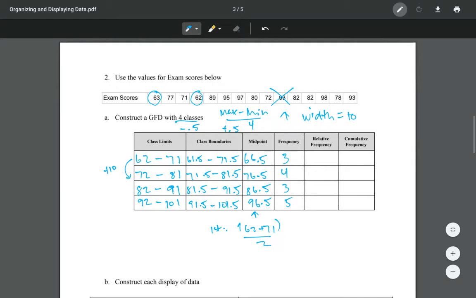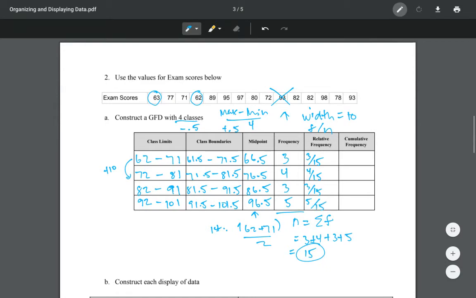Now I'm going to do my relative frequency. To get my relative frequency, I need my total. My total is N, and it is the sum of, that capital sigma means sum, the sum of my frequencies. So that's going to be 3 plus 4 plus 3 plus 5. If I add those together, I get 15. So as I'm looking for these relative frequencies, it's going to be frequency divided by N. So for the first class, I've got 3 out of 15. The second class is 4 out of 15. 3 out of 15, and 5 out of 15.